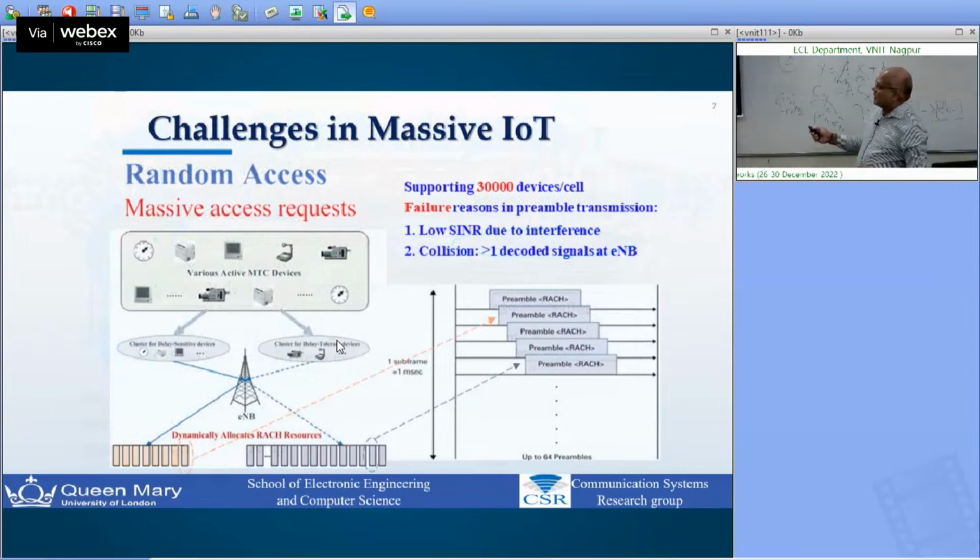The second problem is going to be the collision, because here we are going to have thousands of devices, but the number of preambles is only 54. So if two devices select the same preamble, then we are going to have a collision. These two are the main challenges: one is SINR outage, the other one is collision outage. These two are the main problems in massive IoT, narrowband IoT.